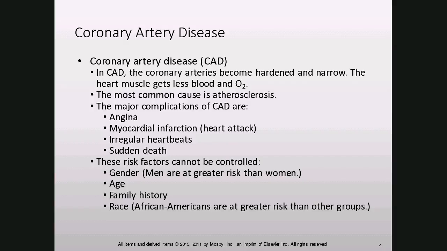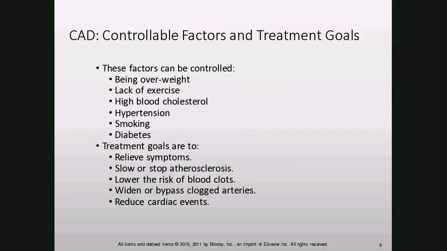Sudden death can occur. The risk factors that can't be controlled are gender, since men are at greater risk than women, age, family history, and race. African Americans are at greater risk than other groups. Then there are the things we can control. And the more risk factors you have, of course, the greater your risk.